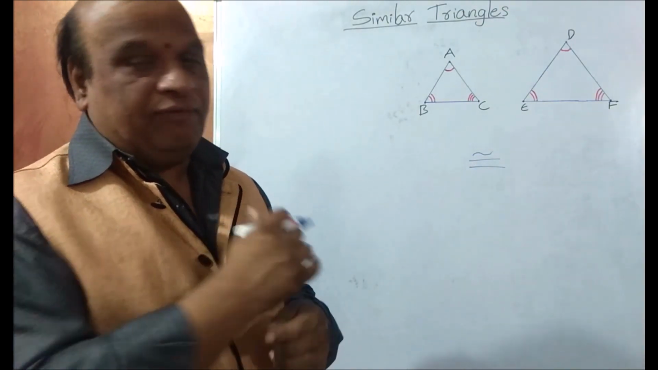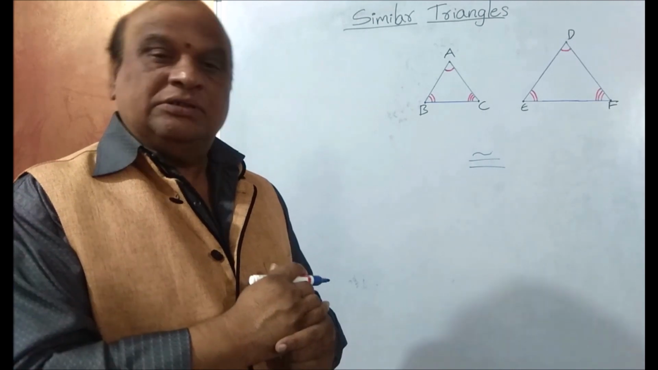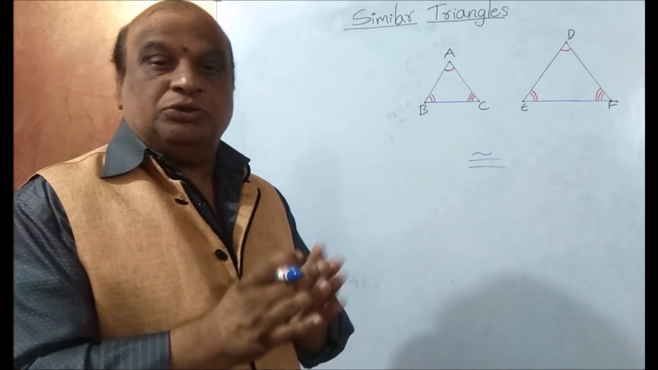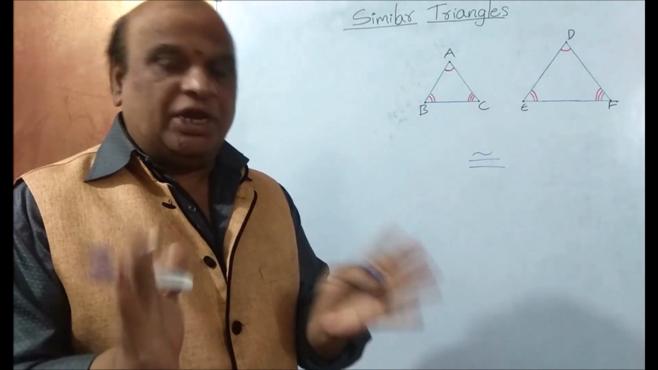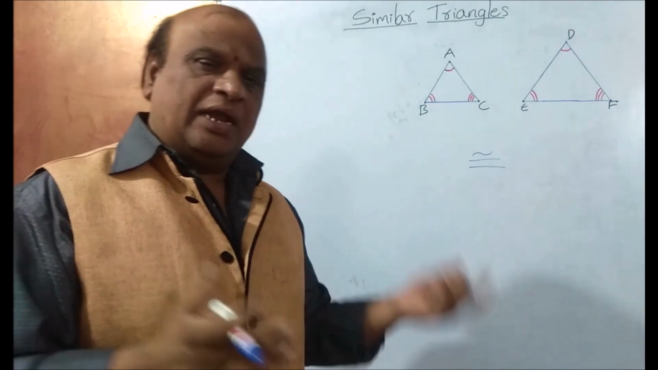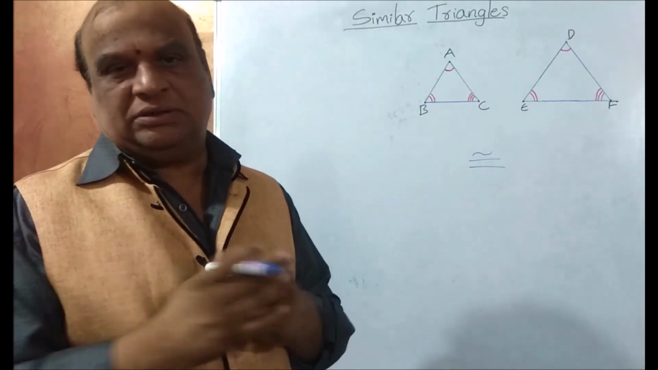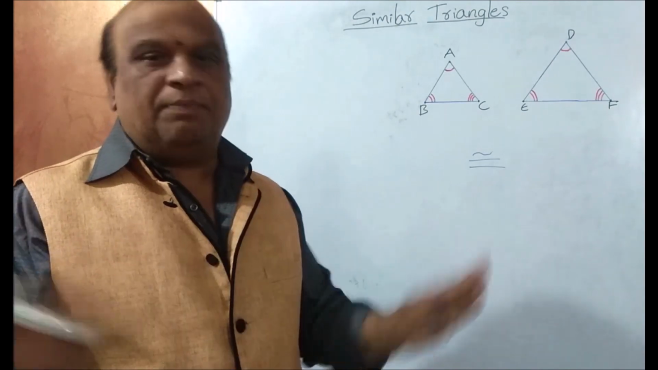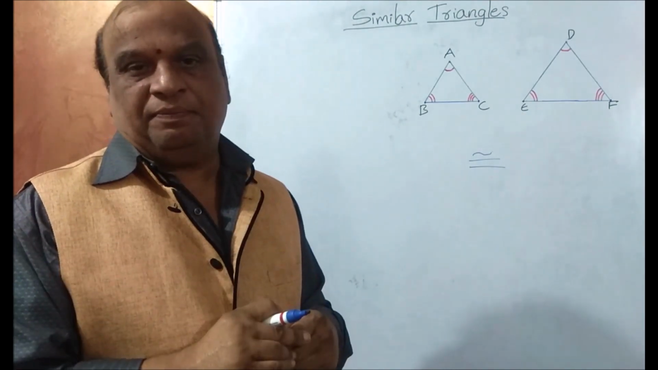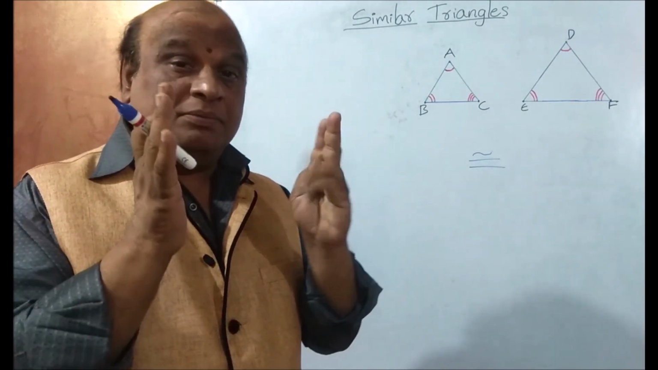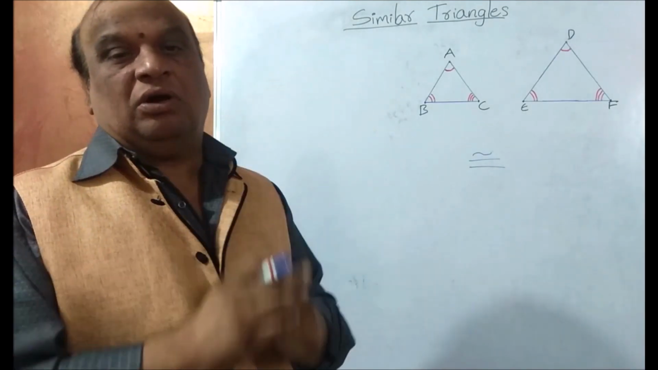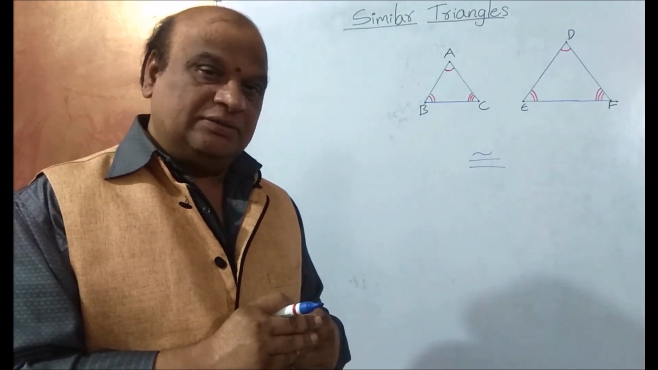But what about similar figures? Similar figures means 2 figures should have the same shape but not necessarily the same size. They may have the same size or not, but it is not compulsory. Size is not compulsory, but shape is compulsory. They should have the same shape. So these figures are called similar figures.